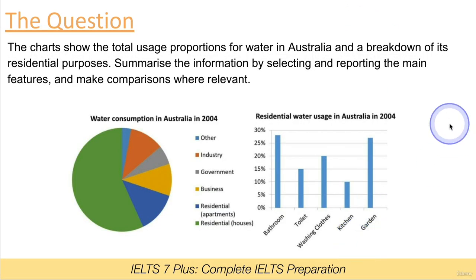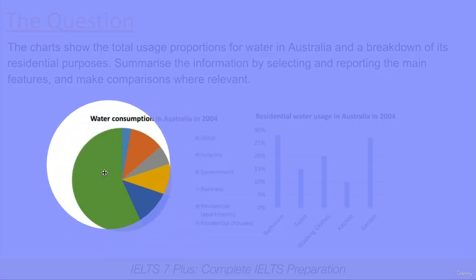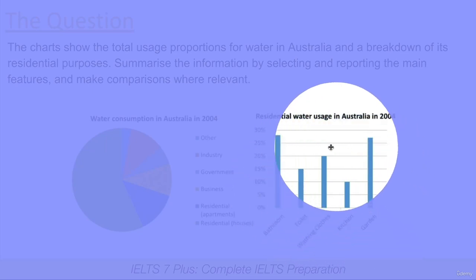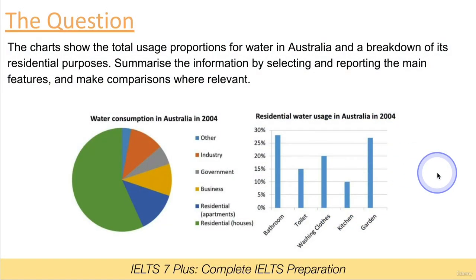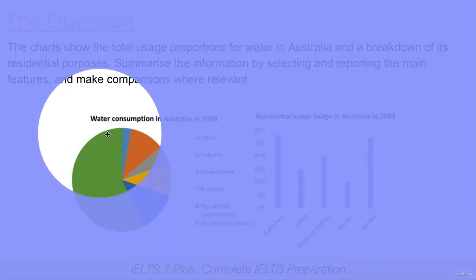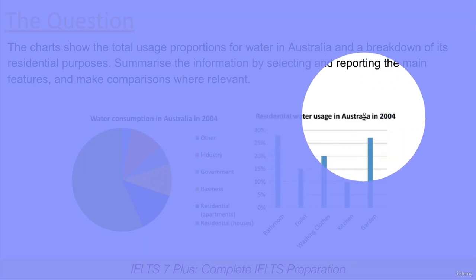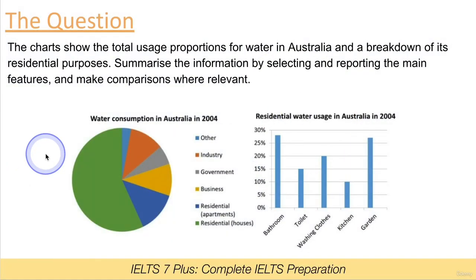Let's see what this could be. Ooh, okay, so we have a pie chart on the left, and we've also got a bar chart on the right. There we go. Let's have a look at this a bit more then. So this is our overview, water consumption in Australia in 2004. This is like our umbrella, if you like. And then within that, we have the residential usage. So what's going on overall? We have, wow, residential houses in green. We've got our key here. That's really consuming most of the water.